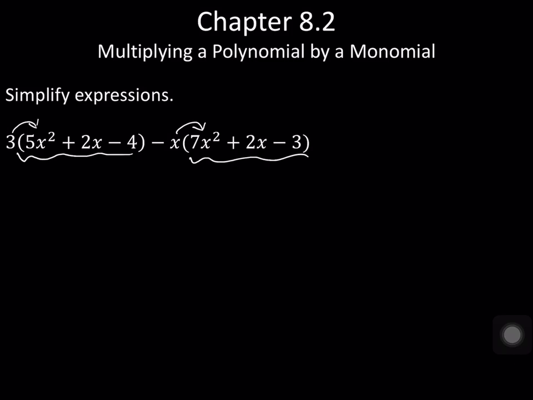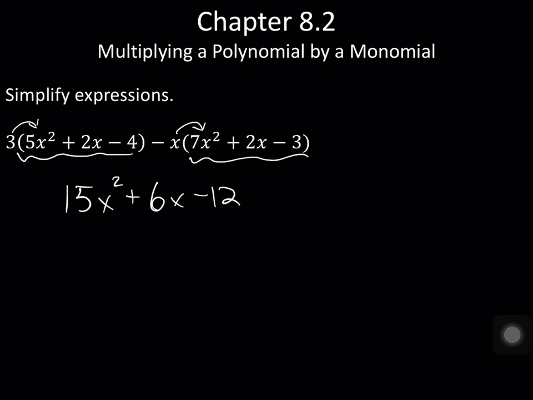So here we go. 3 times 5 is 15x squared, plus 3 times 2 is 6x. 3 times negative 4 is negative 12. Okay, and then that's the first parenthesis fully simplified. All right, now the negative x, let's distribute it.